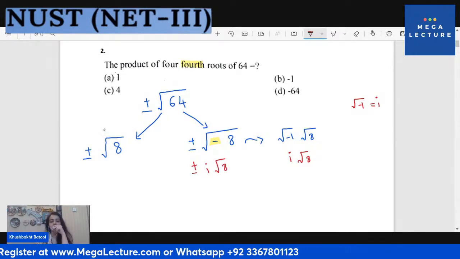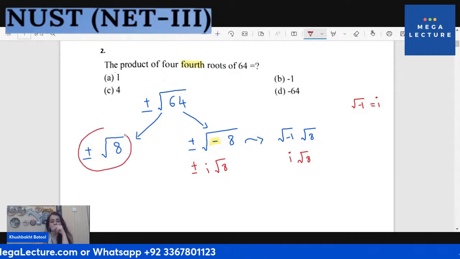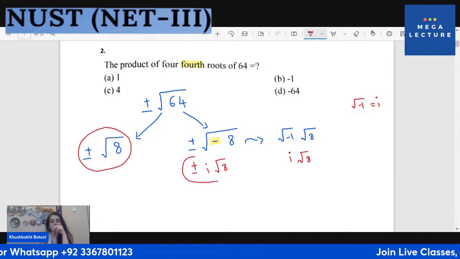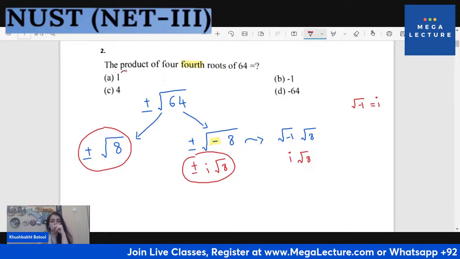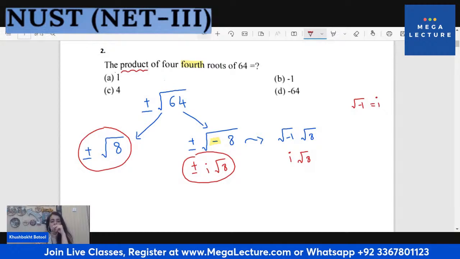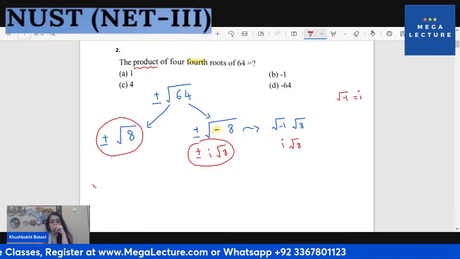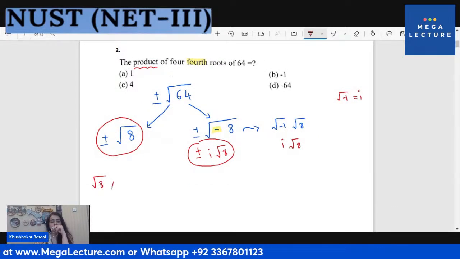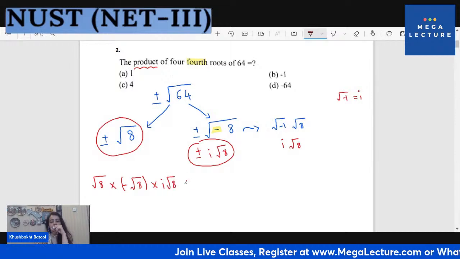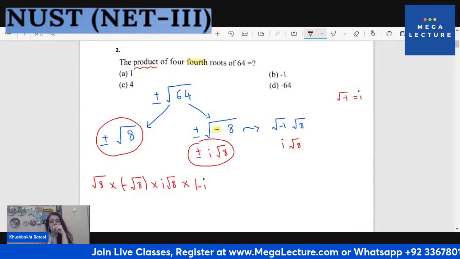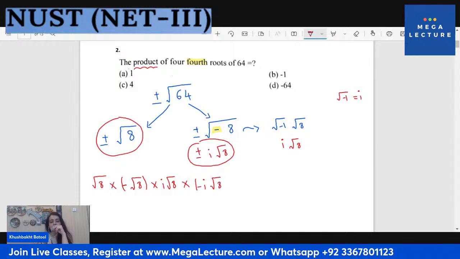Okay, so now I have 1, 2, 3, 4. These are my four fourth roots of 64. The question is about finding their product. So I need to multiply them. So this would give me under root 8 multiplied by minus under root 8 multiplied by iota under root 8 multiplied by minus iota under the root 8.